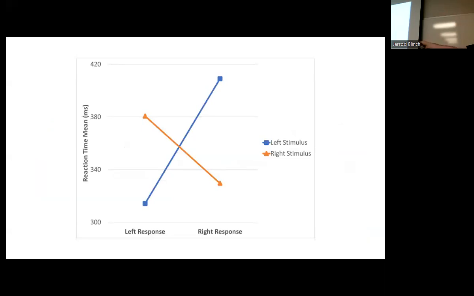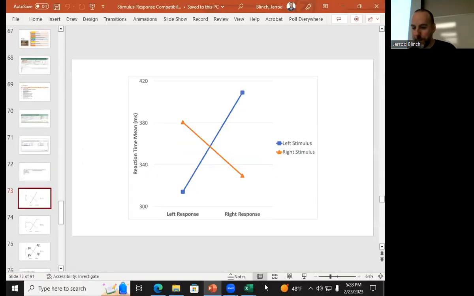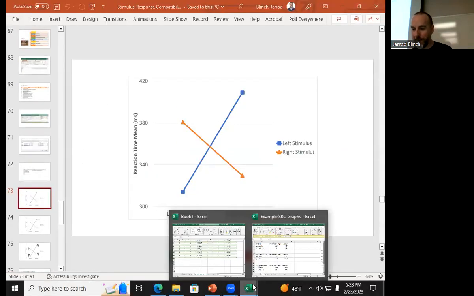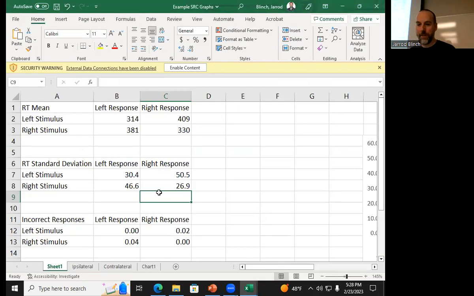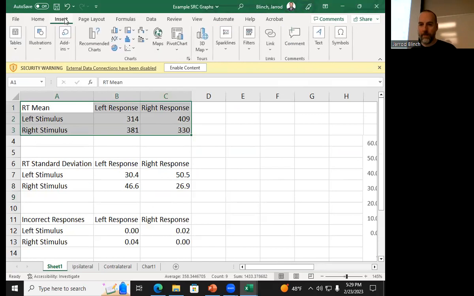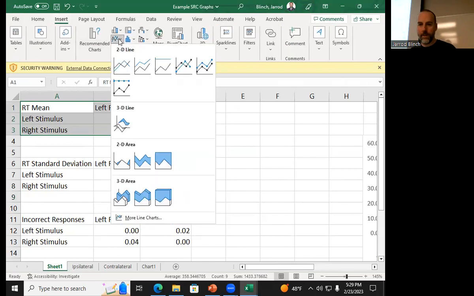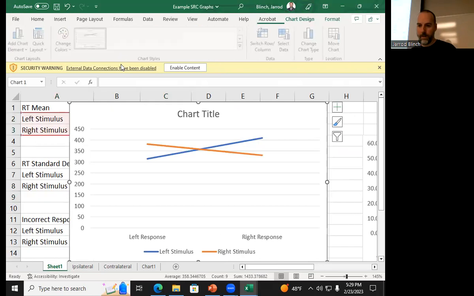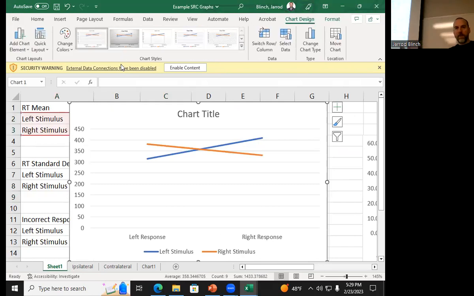Okay, the plot, this is what we want it to look like. And the good news is once we have the 2 by 2 table set up, it's already in the right format for Excel. So I think we can highlight all the data like this, and we're gonna ask for a line graph. Insert. There we go. And ta-da!